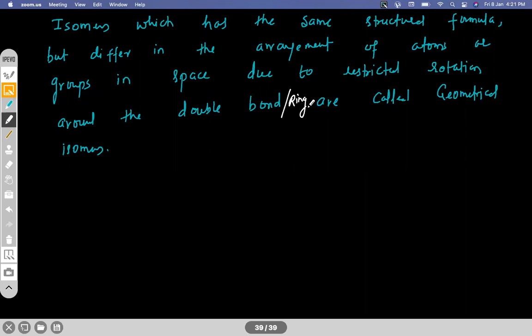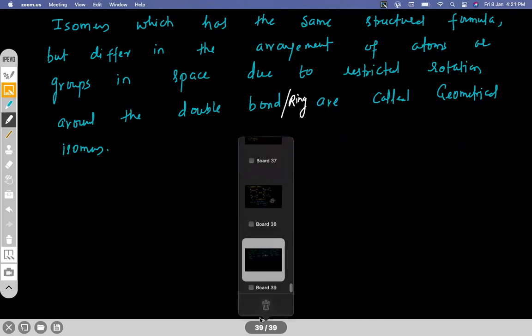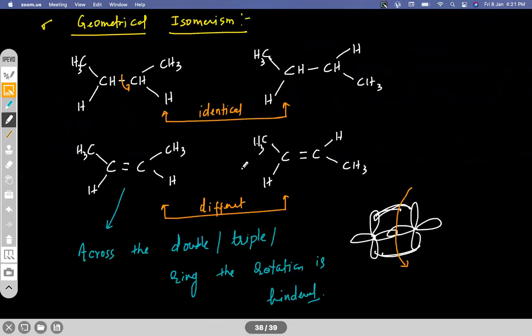Now, according to this, you see, these two compounds have different properties. They have the same molecular formula. You see here, these two have the same molecular formula, but different properties. So these two are different molecules, like I have written over here. Could you tell me the IUPAC name of this compound?